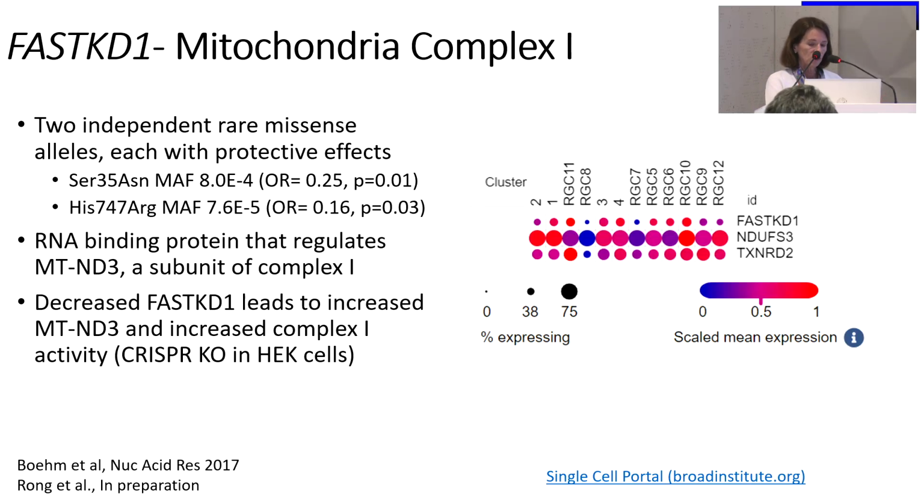And I also just showed you here the single cell sequence data for both the NDUFS3 as well as the FASTKD1 in retinal ganglion cells to compare their expression in these different types of ganglion cells, and also to TXNRD2, which is another mitochondrial protein that's involved in glaucoma.